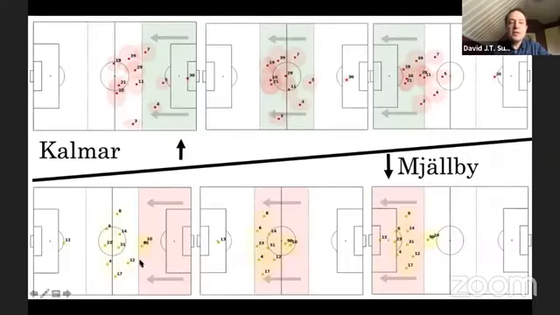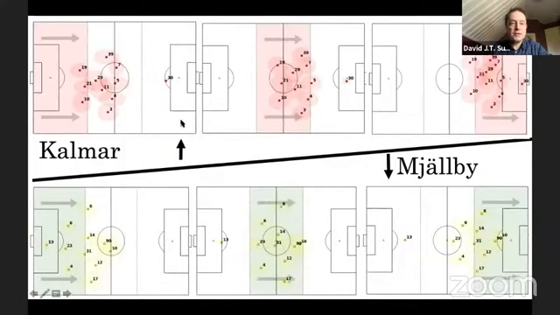This is something that we do in Hammarby, and what we do is we break it down into 3 parts of the pitch. Actually, I wanted to take this one because I think this one's a bit cleaner. This is defensive formations for Kalmar, playing against an attacking Mjällby.